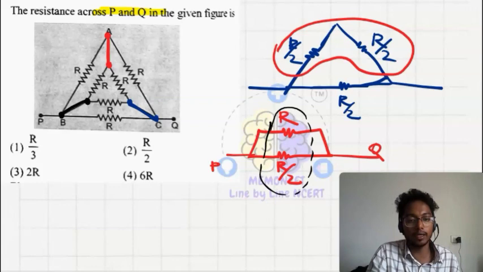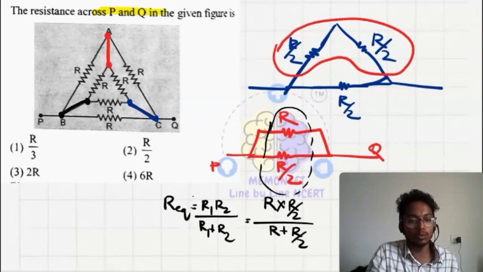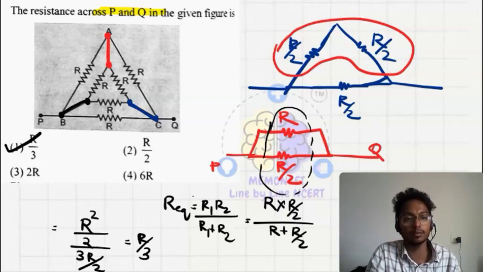So how can I write R equivalent? R equivalent is equal to R1 into R2 upon R1 plus R2. So I can write R into R by 2 upon R plus R by 2. This will be equal to R square upon 2 upon 3R by 2. So our final answer will be R by 3. So option 1 is the correct answer.